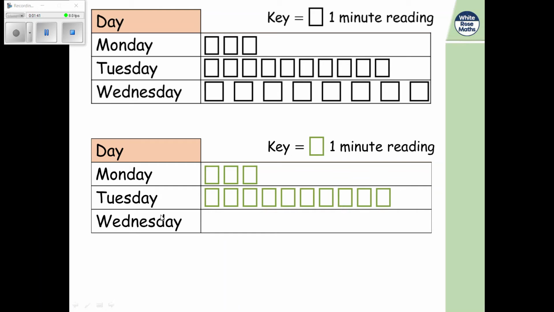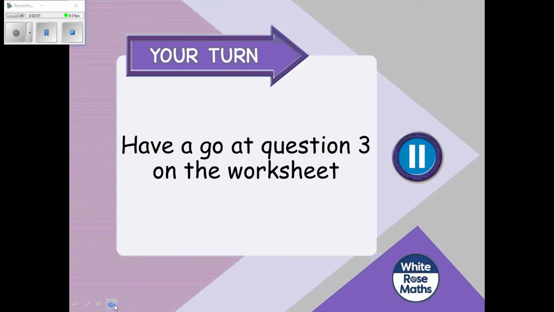So let's have a little look. There were 1, 2, 3, 4, 5, 6, 7, 8, 9, 10 minutes for Tuesday, and they have used the correct key now. And Wednesday, 1, 2, 3, 4, 5, 6, 7, 8, and again they have used the correct key now. So this is how a pictogram should look, using the correct key throughout the whole process.